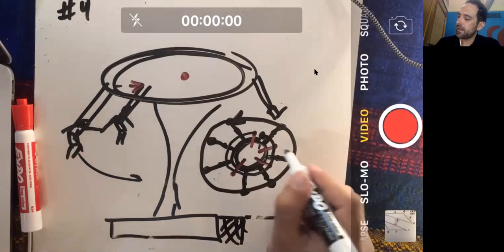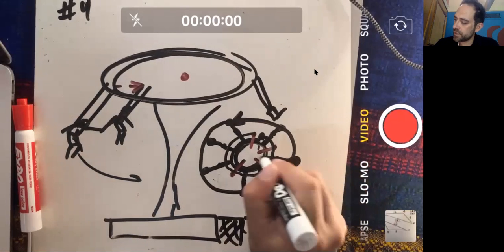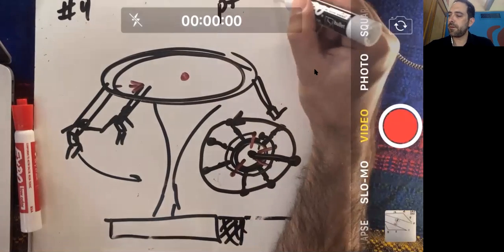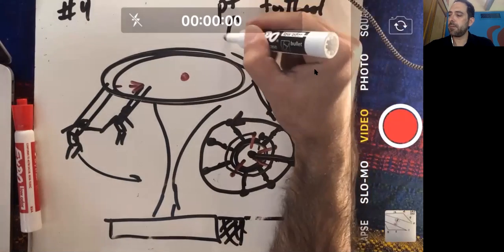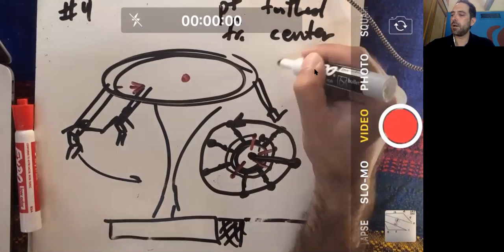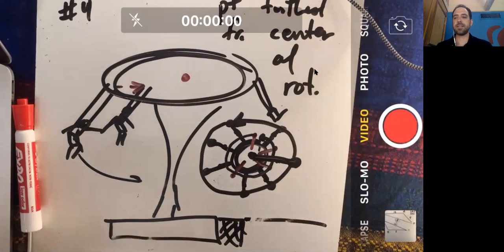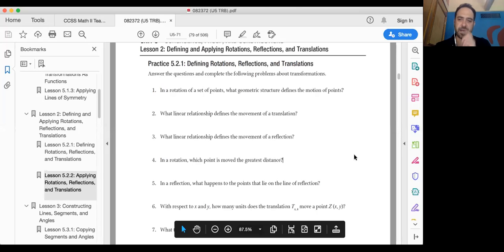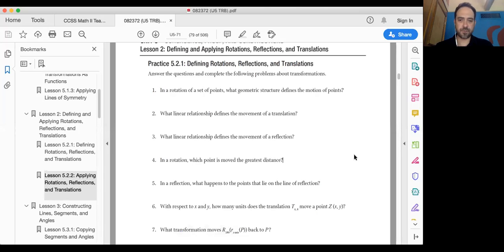So the question was asking, what point travels the furthest within a rotation? It's going to be the point that is furthest from the center of rotation. That's the key thing here. And think of the track model, think about the swing model, and I think that should help us. All right, number 5 is going to be the last exercise for this video. In a reflection, what happens to the point that lies on the line of reflection?